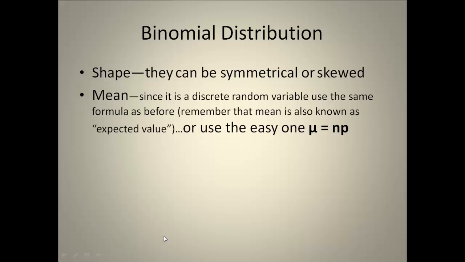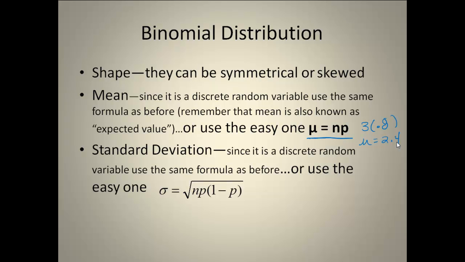Okay, the mean. Since this is a discrete random variable, you can use that same formula we had before, but when we have a binomial distribution, that formula actually simplifies down into mu equals n times p. So this is a much nicer formula to use. If we use that mortality example, our n was 3, our probability of success was 0.8, so our mean ends up being 2.4. What that tells us is that we would expect 2.4 people to be alive when they're 65.